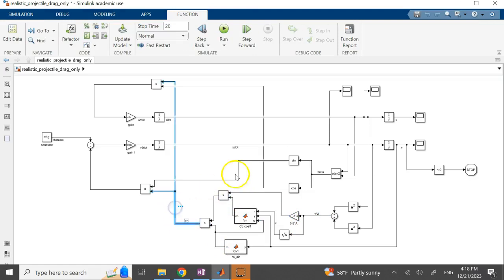And then that drag force is multiplied by sine of it and by cosine of it to go into the equations for x double dot and y double dot. They are divided by m, the sum of the forces divided by m. Both of these gains are 1 over m. And this is my fixed mg term.